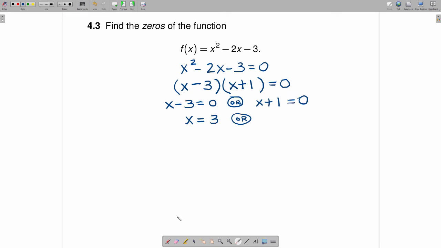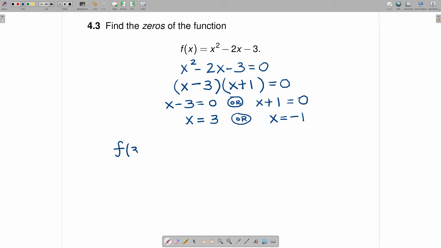Solving this equation right here, the way you solve that equation is you subtract 1 from both sides of the equation. When you subtract 1 from the left-hand side of the equation, you just get x. When you subtract 1 from the right-hand side of the equation, you get negative 1. So x equals 3 and x equals negative 1 are the two zeros of this particular function. We've solved the problem.